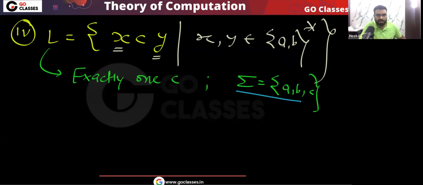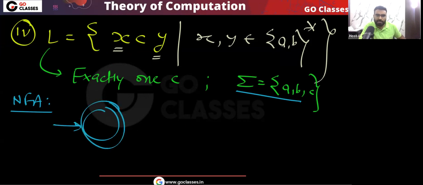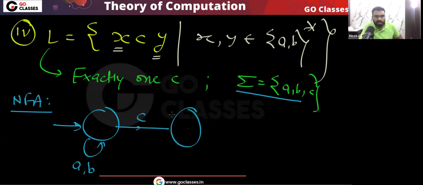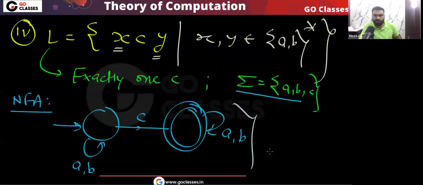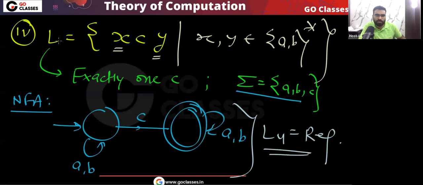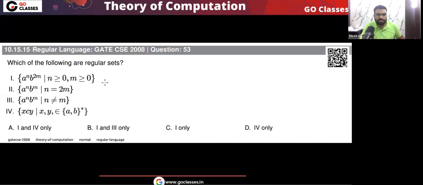Now you can easily see I can create the NFA. Tell me what the NFA will be. In the initial state, any number of a, b can come. Then exactly one C should come, not more than one, not less than one. Now I go to the final state, where any number of a, b can come. So this is the NFA, and this language L4 is a regular language. Okay, understood? So this is the idea.